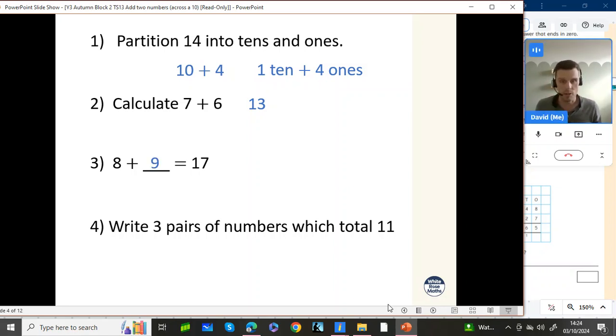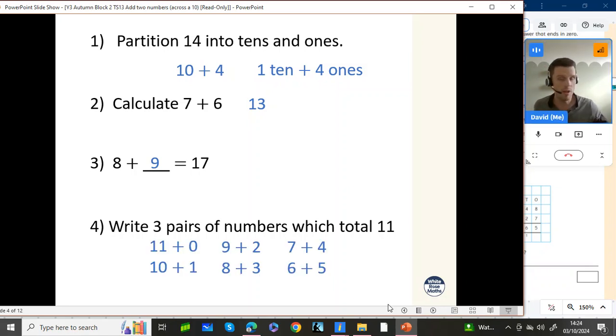And then for the final question, write 3 pairs of numbers which total 11. And these are the 3 pairs of numbers that total 11. And if you notice, they're the number bonds. So if you start with 11, well, you add 0 to 11 to make 11, and then you take 1 away from the left-hand side and add 1 to the right-hand side.